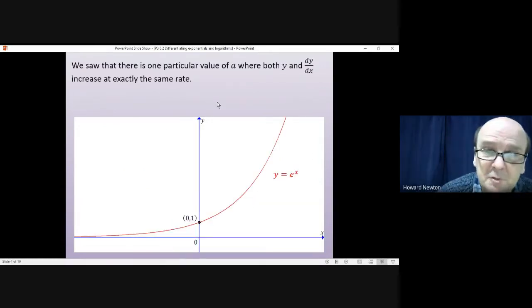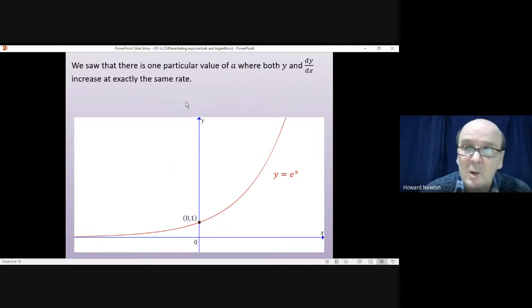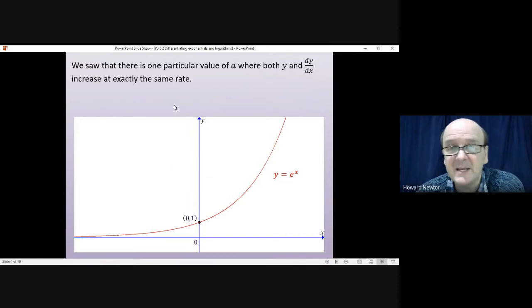We also saw that there is one particular value of a where both y and the gradient increase at exactly the same rate as each other. And the consequence of that is that if you choose any point whatsoever on the graph, and you find the value of y at that point and you find the gradient at that point, they're exactly the same as each other. So for instance, this intersection point here on the y-axis, the y value is 1, the gradient will also be 1 at that point.